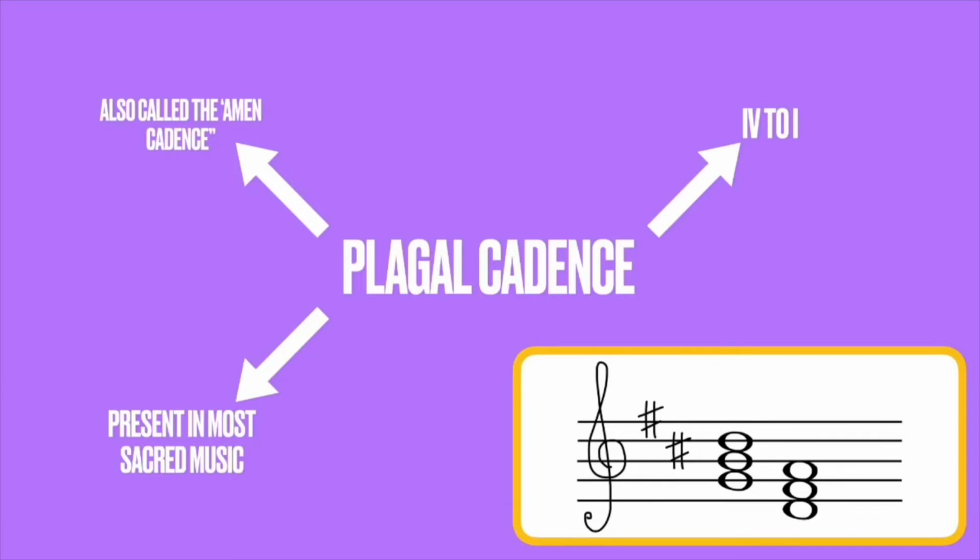The next cadence is the plagal cadence. This goes from chord 4 to 1, which is the subdominant to the tonic. This is present in a lot of sacred music and is also nicknamed the Amen cadence due to its popularity in hymns and other sacred works. For example, in the key of D major, the plagal cadence would be from G to D.